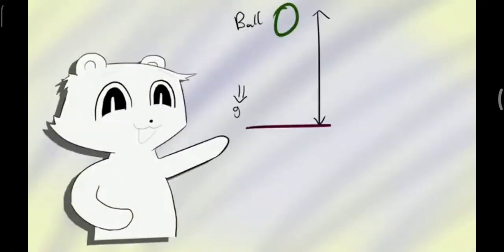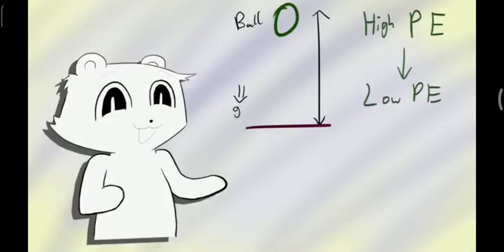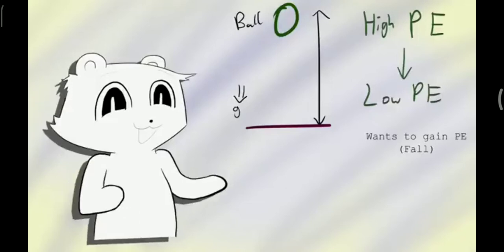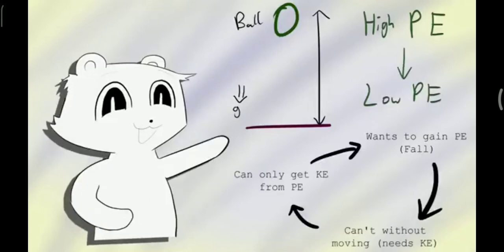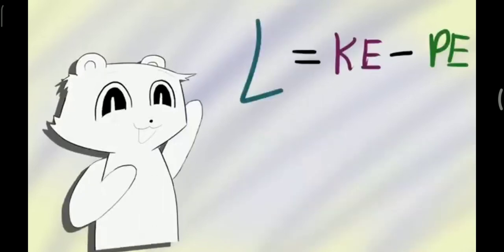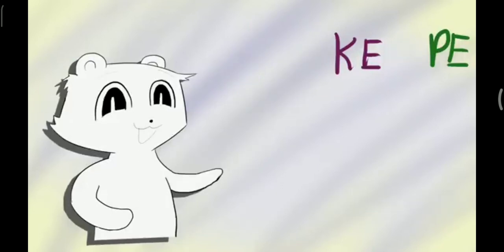Let's imagine the ball example from earlier and see what the ball is thinking as it tries to fall. Why does the ball want to fall? Because it wants to lose potential energy. Why can't the ball fall? Because it doesn't have any kinetic energy to move to a place of low potential energy. Therefore, there is always a tug of war between the amount of potential energy something has and the amount of kinetic energy something has. If we just take the kinetic energy and subtract it from the potential energy, we get this difference, the Lagrangian.